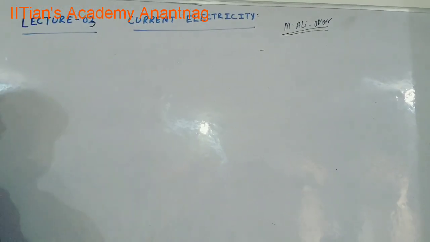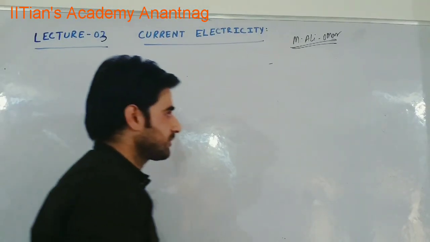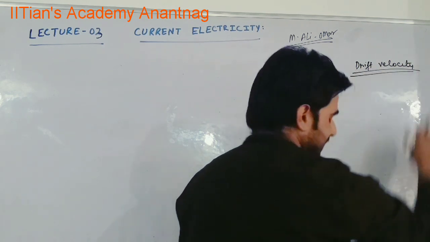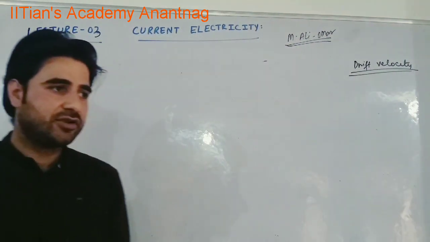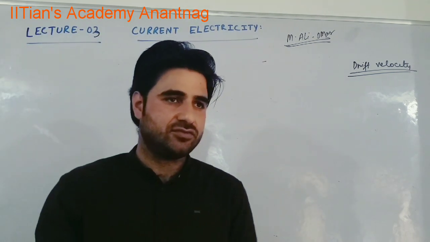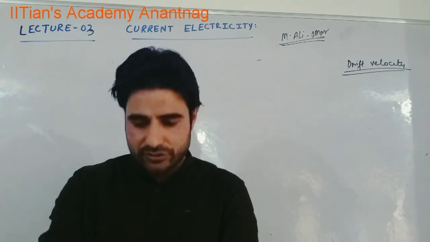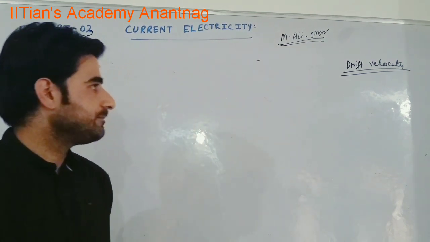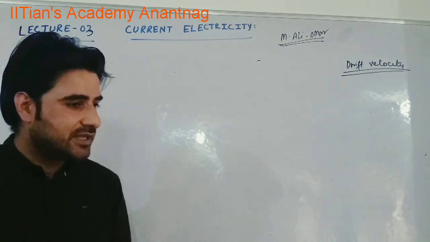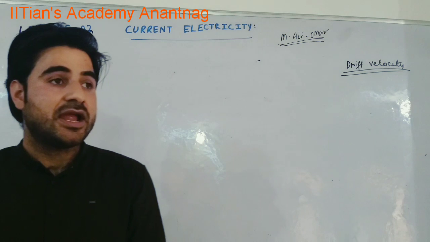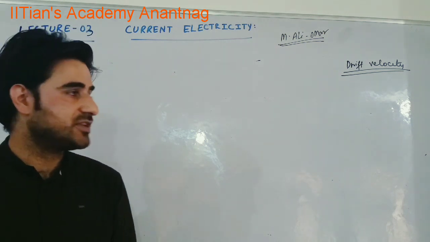We'll be discussing lecture 3 of current electricity, where I will be deriving the expression for drift velocity. And we will discuss what exactly drift velocity is. Earlier we understood what thermal velocity is. Thermal velocity is the velocity available with the electron due to the surrounding thermal energy. We saw that thermal speed is of the order of 10 raised to power 5 meter per second, and average thermal velocity comes out to be 0.